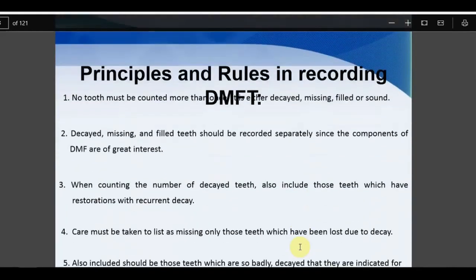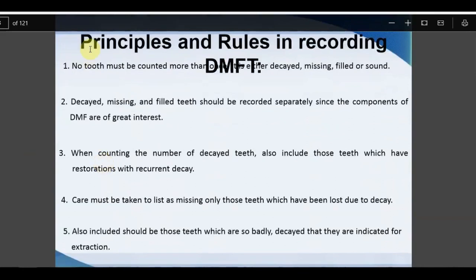So what are the basic principles and rules? Only one tooth is counted once. No tooth must be counted more than once, either decayed, missing or filled. If a filling and a decay are present on the same tooth, it will always be decay. Filling will not be counted in DMFT. Decayed, missing and filled teeth should be recorded separately, since the components of DMF are of great interest. So D, M and F are separate entities.